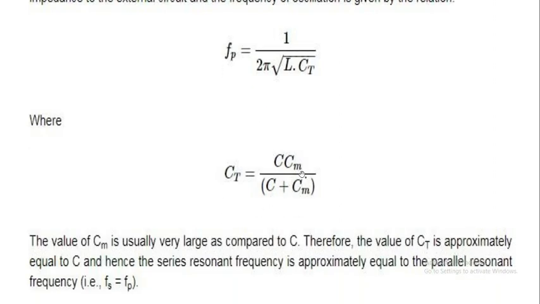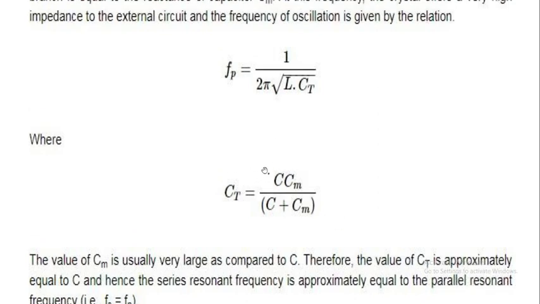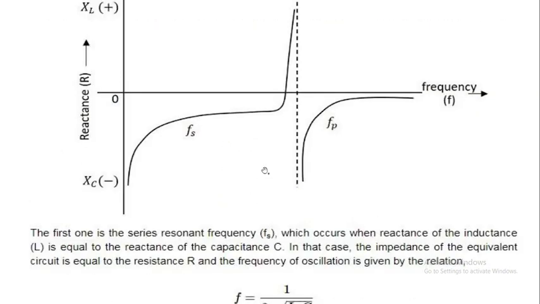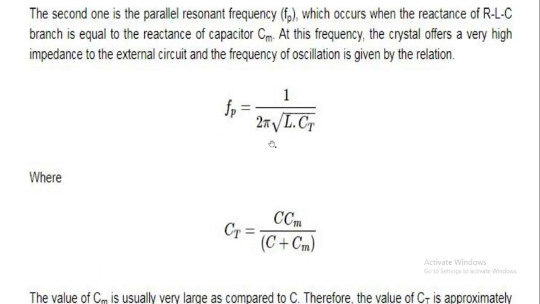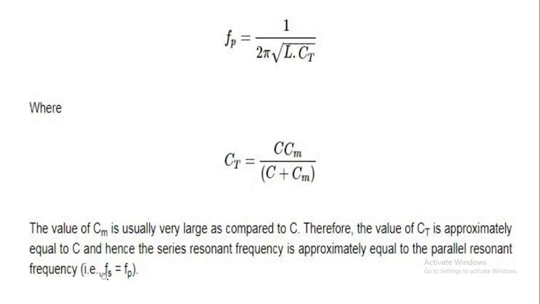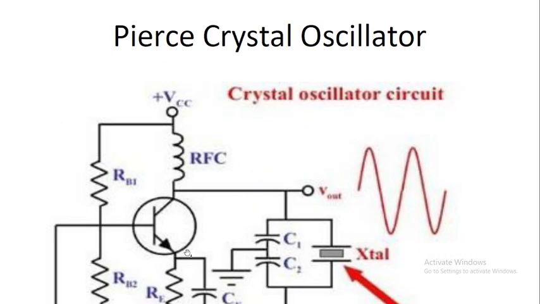As I said before, the value of the mounting capacitance Cm is very large compared to the capacitor C, so the value of Ct is approximately equal to C, and the series resonant frequency is approximately equal to the parallel resonant frequency. So almost Fs equals Fp.